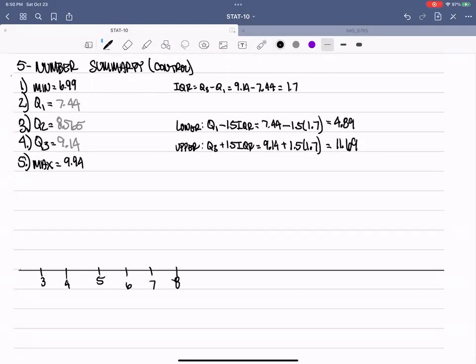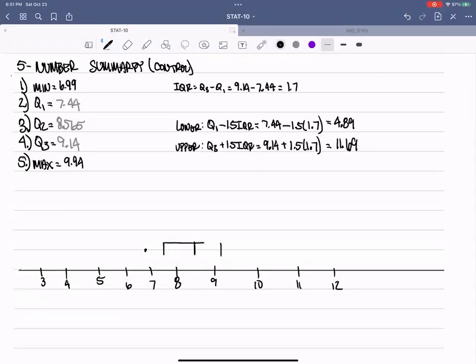And our highest number is 11.69, so we'll go up to 12. So we have 8, 9, 10, 11, and 12. All right, starting with the minimum value, 6.99. It's pretty close to 7, so it's going to be about here-ish. Q1 is 7.44, about here. Q2, 8.56, about here. Q3, 9.14, about here.